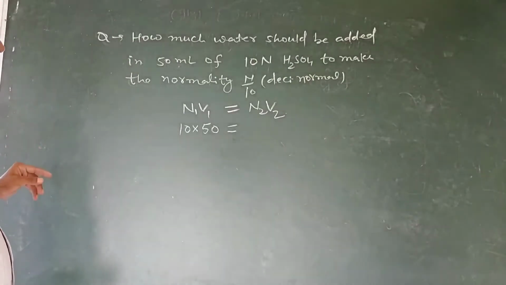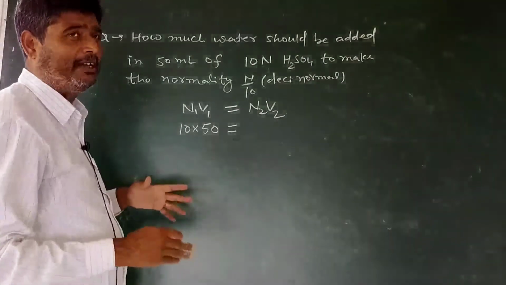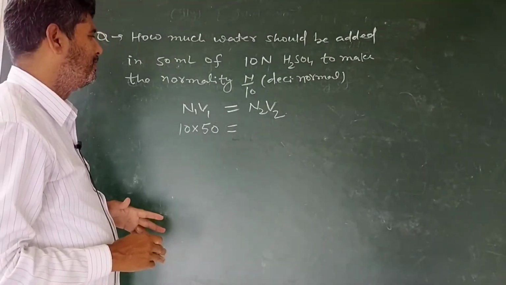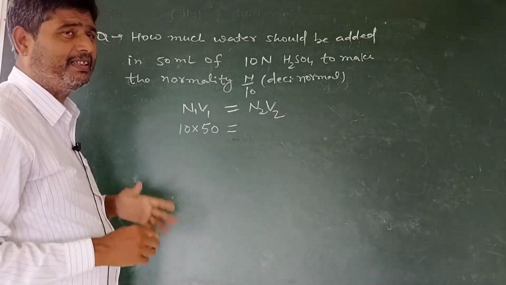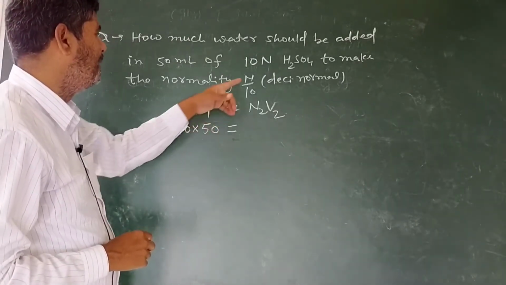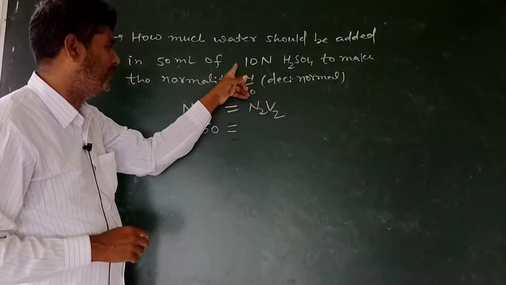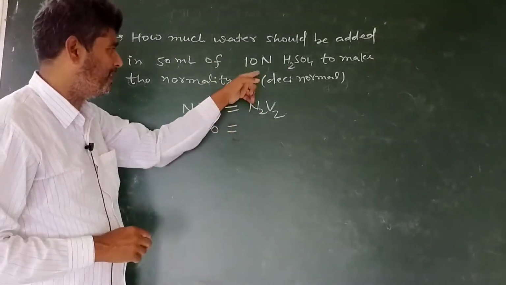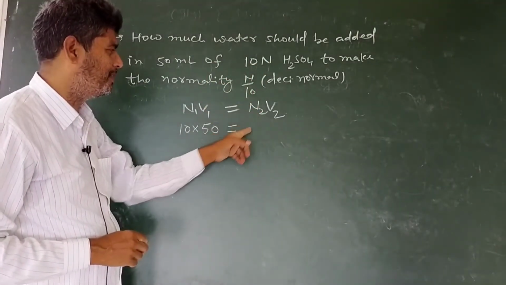After this, when dilution is done, when it is mixed in water, we have to set up the normality N/10. So for N/10 we will write here 1/10.